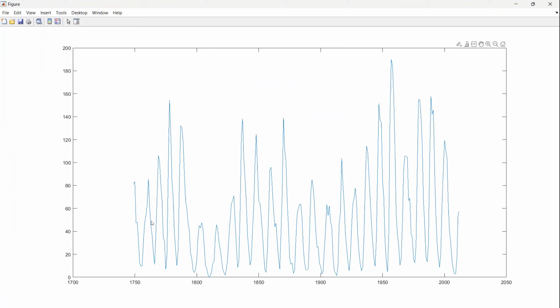Can you see any pattern? You see, you are getting some peaks, right? Some peaks, not equal peaks, but different value peaks. But after a certain interval, you are getting these peaks, right?